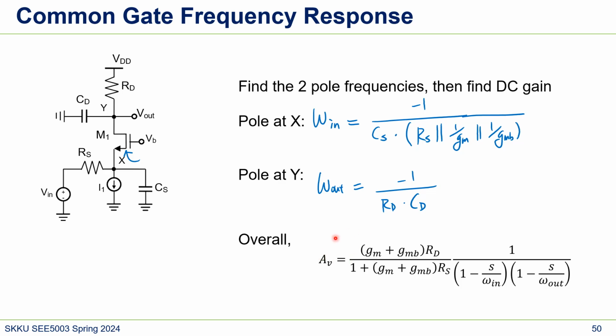And so the overall voltage gain would be like this. This would be our DC gain. Well, DC gain sounds kind of not good, so low frequency gain. Well, DC gain is also true though. And then we have this omega in and omega out.